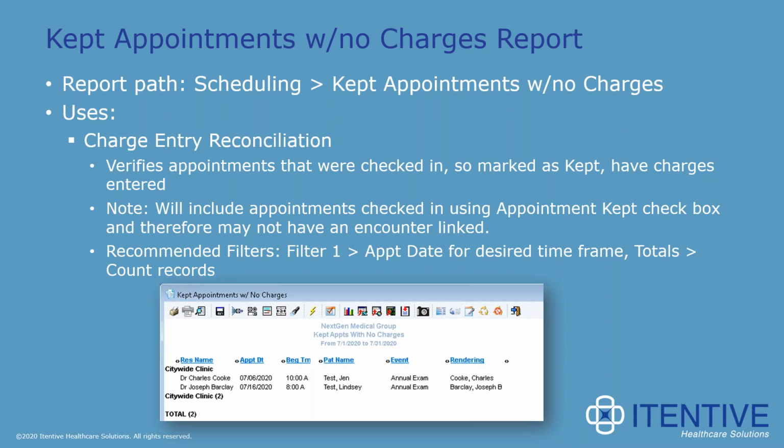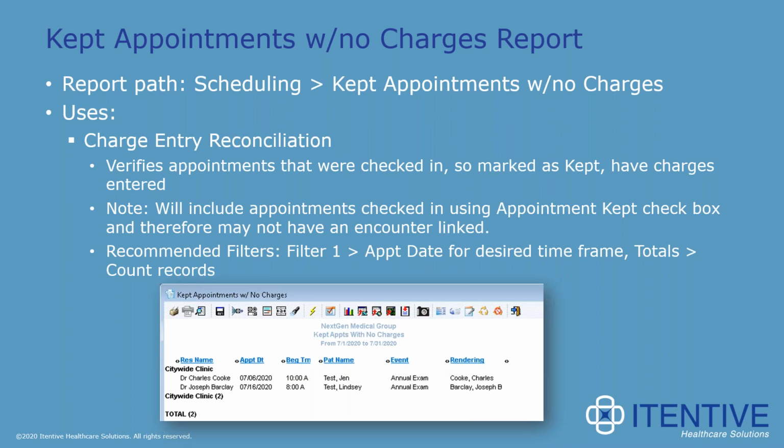One of the first pieces that I recommend in filters to set up for this report is to choose the appointment date range that you want to see on the Filter 1 tab. For example, maybe you want to do this on a weekly basis, or for the past month to go in and clean up.